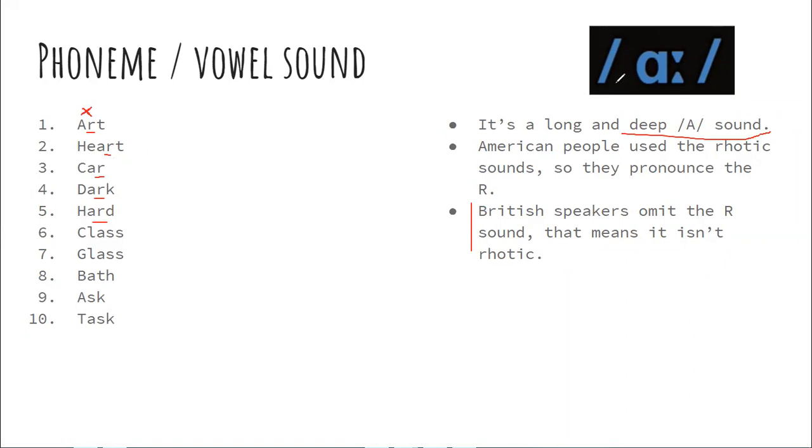This sound appears when we have an R and a vowel, or a vowel and R, vowel and double S, vowel and TH, vowel and S. It sounds like this: art, heart, car, dark, heart, class, glass, bath, ask, task. Ya, ¿quién quiere probar?